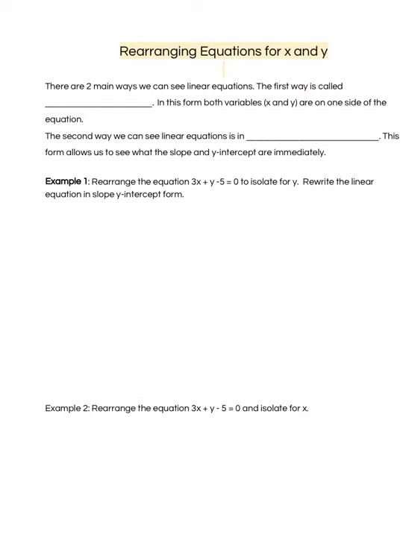So we make sure that we collect all of our like terms on one side of the equation, so all of our letters on one side, all of the numbers on the opposite side of that equal sign, and then we try to solve for that letter.